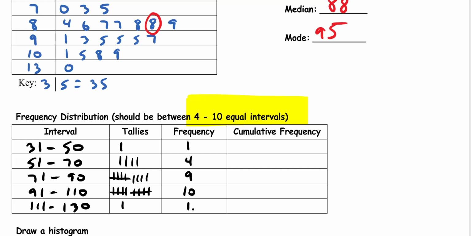Cumulative frequency, again, super easy. Think about when's the only time a cumulative frequency is going to be equal to the frequency? It's for the first one, because the cumulative frequency is 1. And then you go up from there. So 1 plus 4 is 5, 5 plus 9 is 14, 14 plus 10 is 24, and 24 plus 1 is 25. And again, that should be 25 because there are 25 pieces of data. Okay, so that is your frequency distribution.